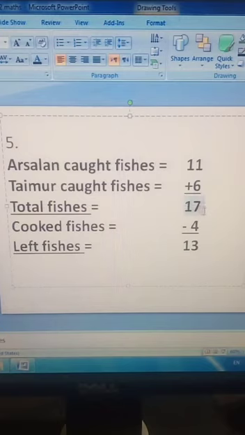Now, they cooked 4 fish for lunch. They cooked fishes 4. So we will subtract 4 from 17. How many were left? We want to know how much is left. So, 7 minus 4, this will be 3. And 1 will be here. So it means they caught a total of 17 fishes, 4 they cooked, and the remaining fishes are 13.